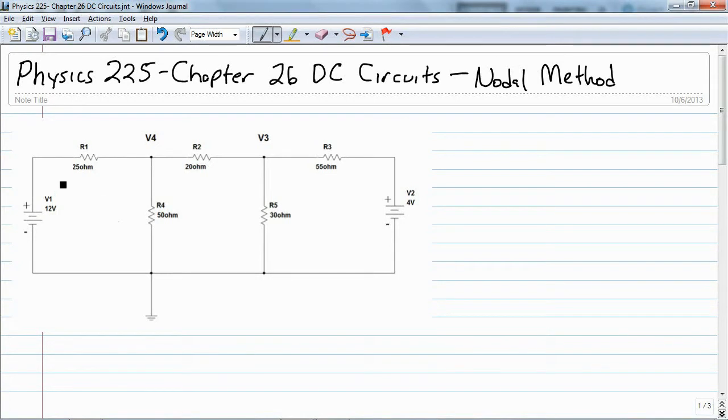So let's mark our currents like we had before. These were how I had before. So we had I1 and I2 was coming this direction. I3 from right to left. I4 and I5.